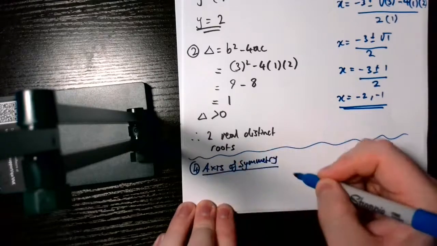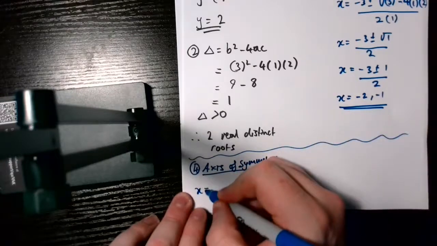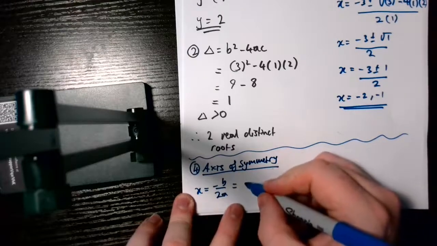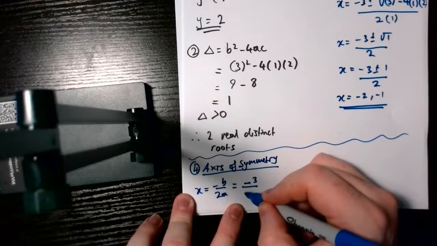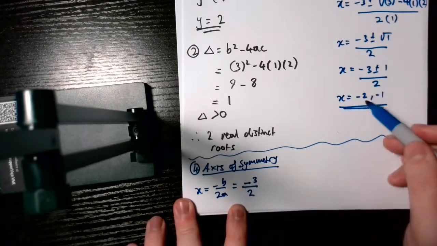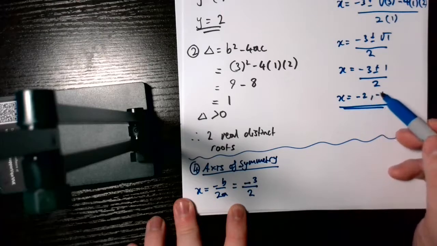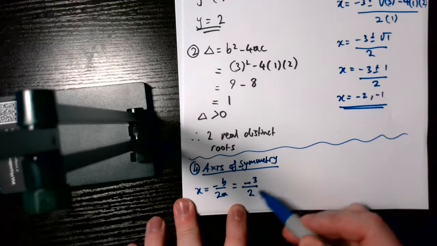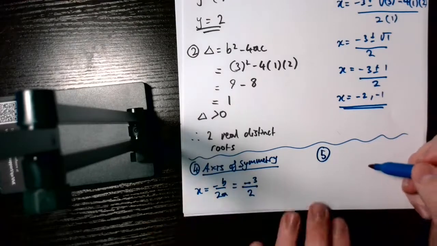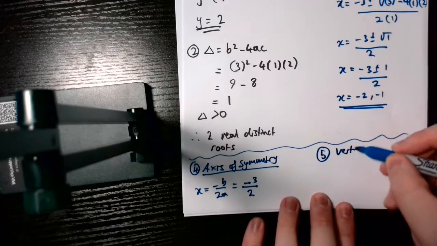Remember that's x equals negative b on 2a, so x equals minus b on 2a, which is equal to minus 3 on 2 times 1, which is minus 3 on 2. Which is what we would expect if we're finding the midway point between minus 2 and minus 1, because that's negative 1.5.